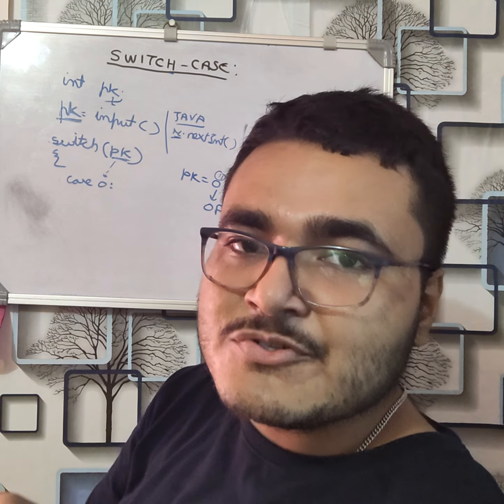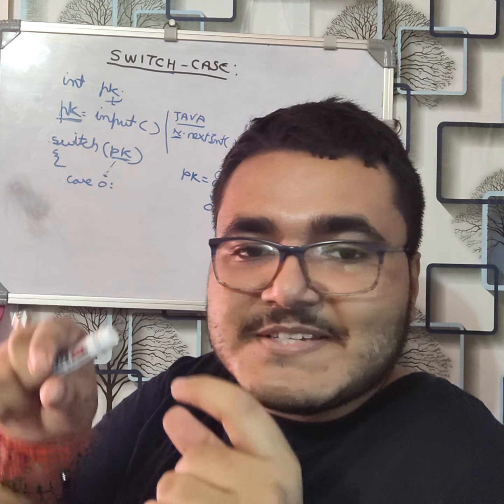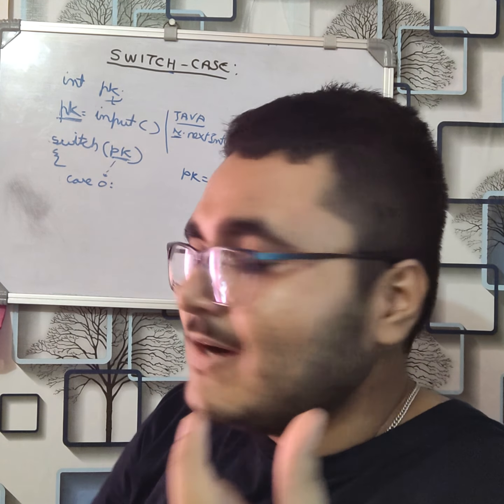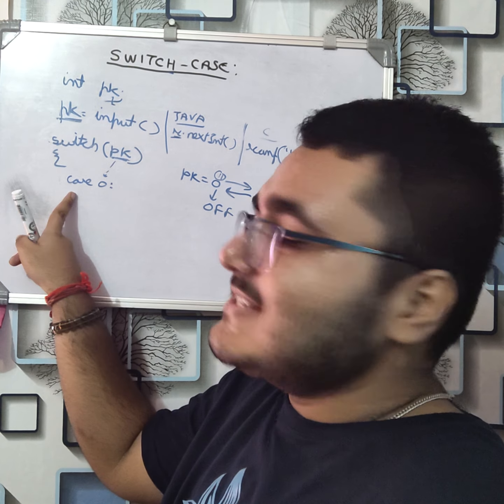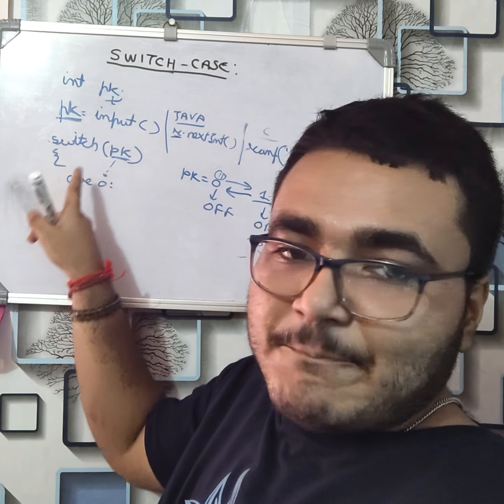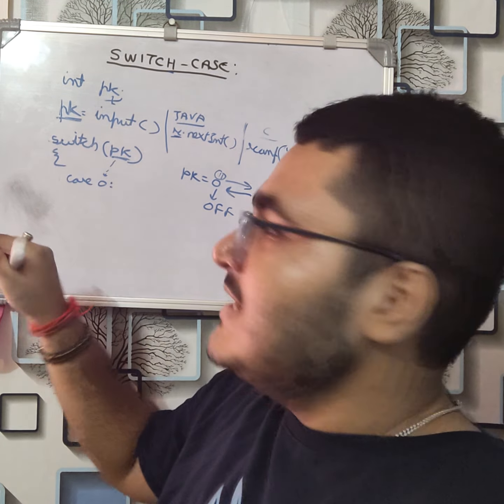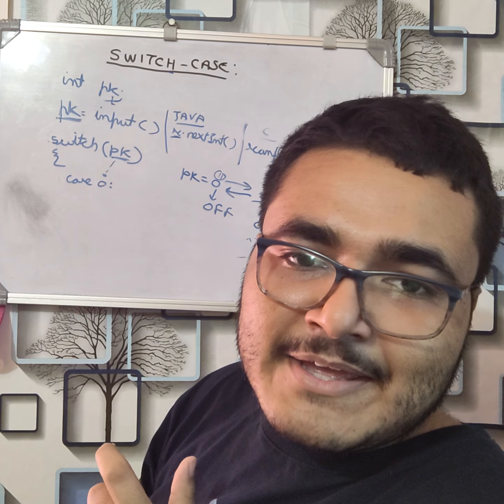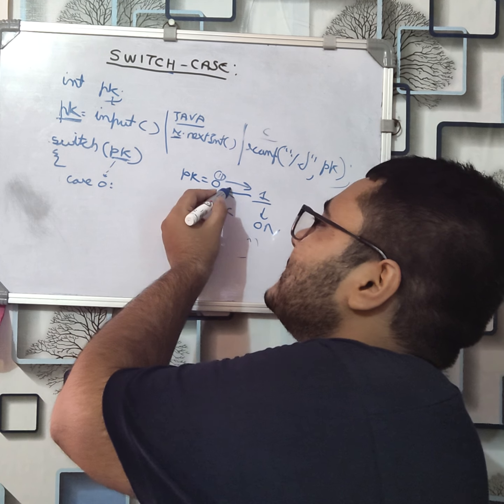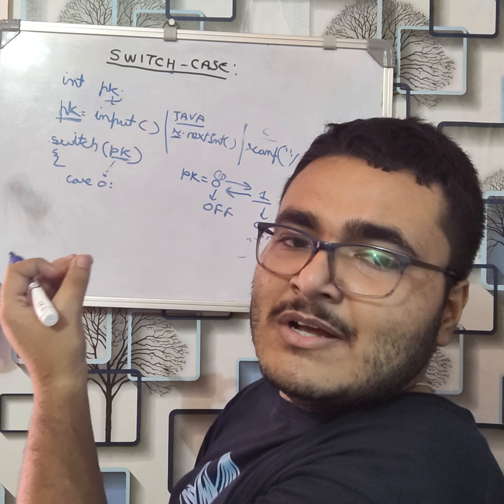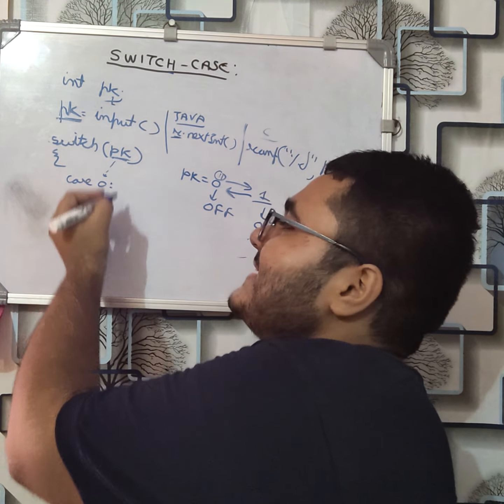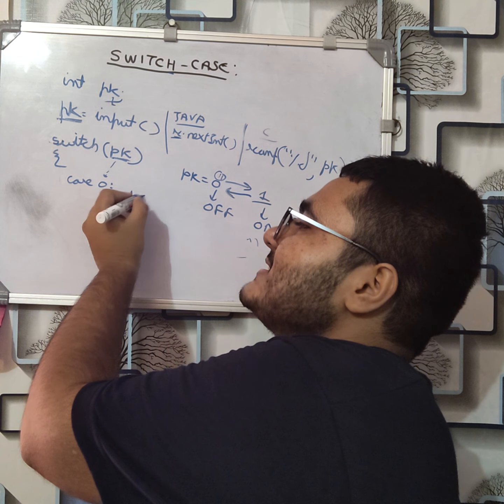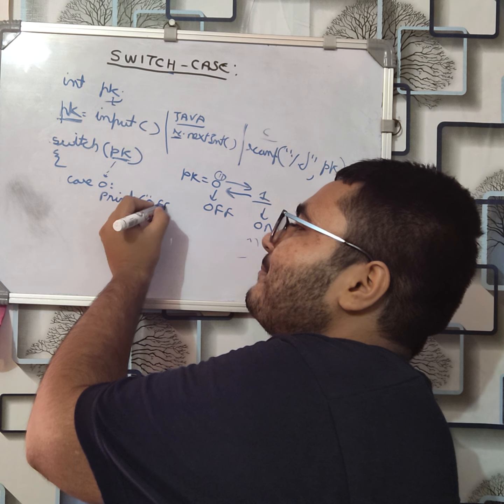We get confused here, thinking these cases we write are just the order. Just remember, the case is the case of this variable on which I am making the switch. So case will contain possible values of PK. Getting my point? Because I am switching between 0 and 1, that is why case 0. In case 0, I can print, suppose, off.